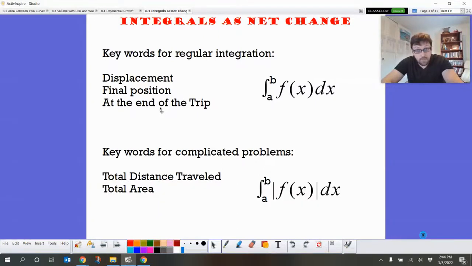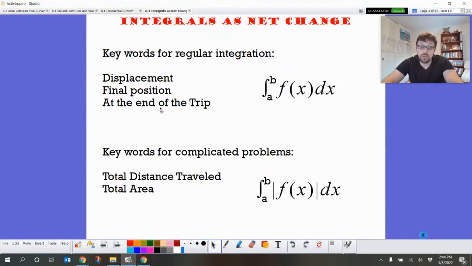Hi, in this video, we're going to be working on integrals as net change. So there are times when we do that antiderivative, we're not necessarily going to just straight dive into that antiderivative. We might need to do some fancy stuff. So if you see a question asking for things like displacement or its final position or what's going to happen when it's all done, that is going to be just regular integration stuff.